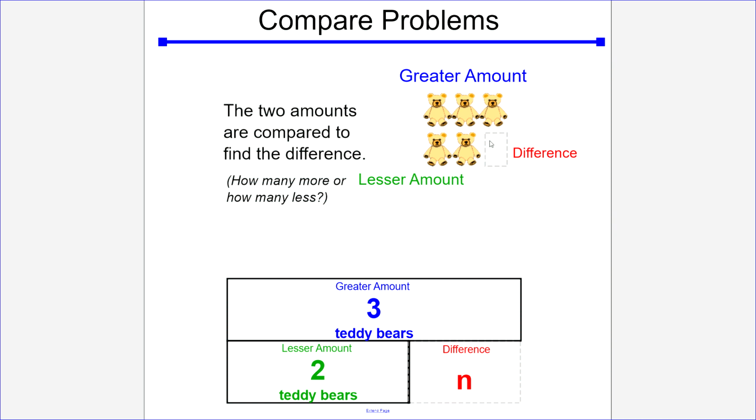Now, I do not know this difference between the two teddy bears. I do not know, because it does not show me, the difference between the 3 teddy bears and the 2 teddy bears, so I will put n for the difference. Remember, because n is not a real number, it's just the difference between the two amounts. It's not a real amount, so I represent it with a dotted line.